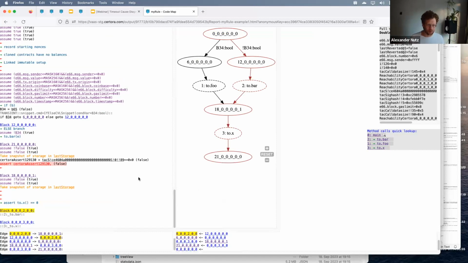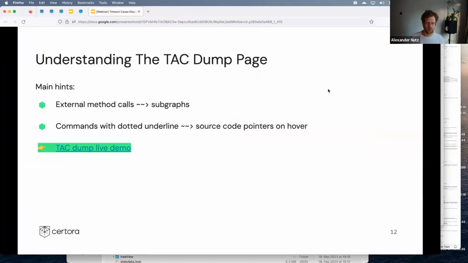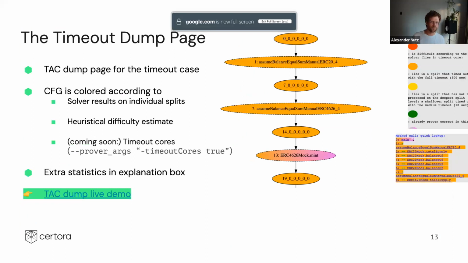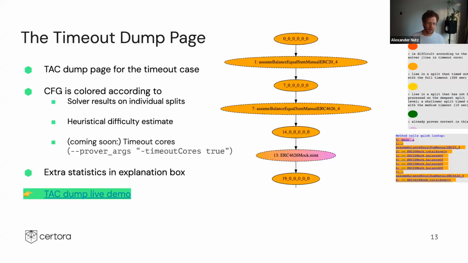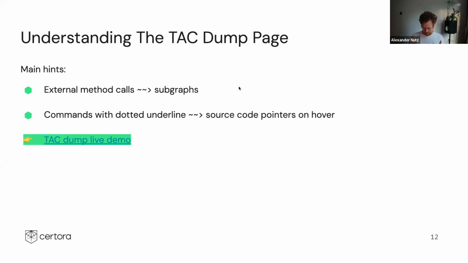Of course, I could tell you more about it, but I don't think it's worth it. I think this high-level view of tag should get you somewhere. We'll see more in the actual timeout example. And I should say these calls that we're seeing are only external method calls, not internal method calls. Internal method calls just look like inline code in the tag.